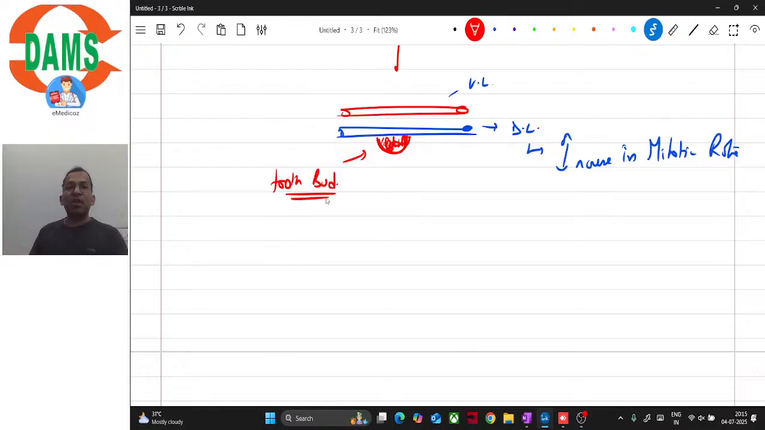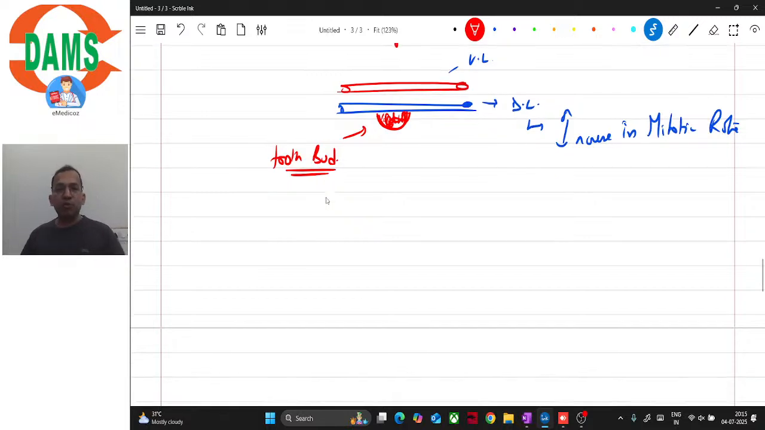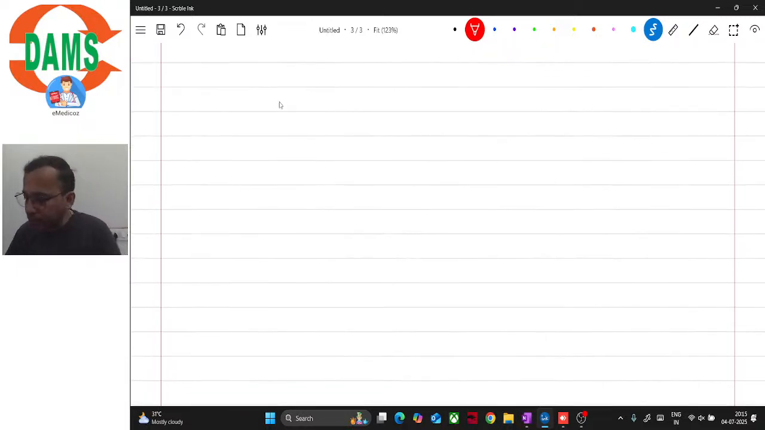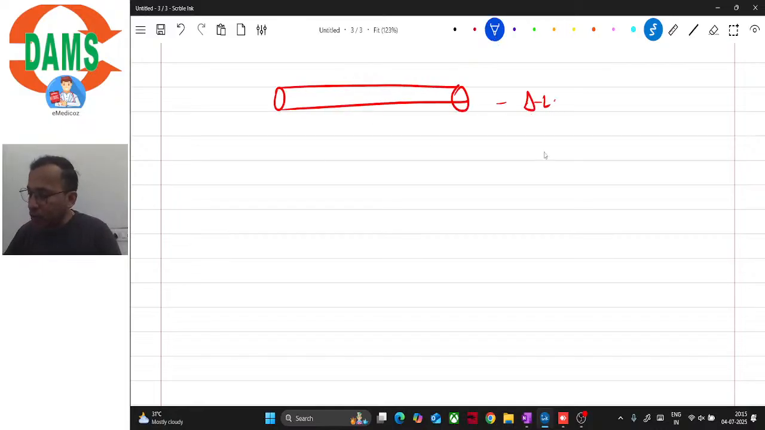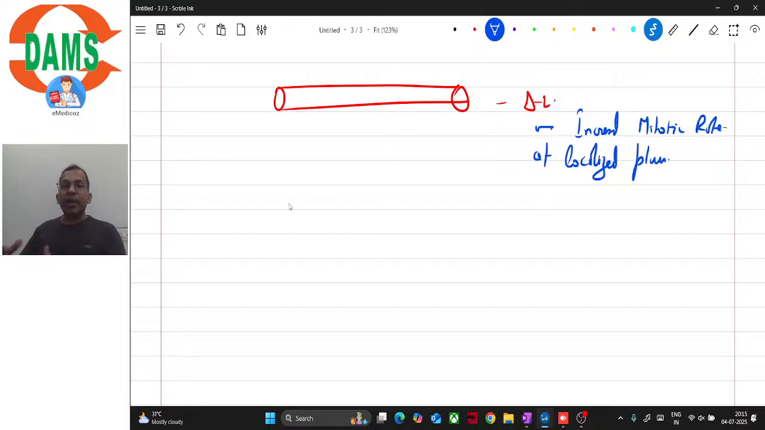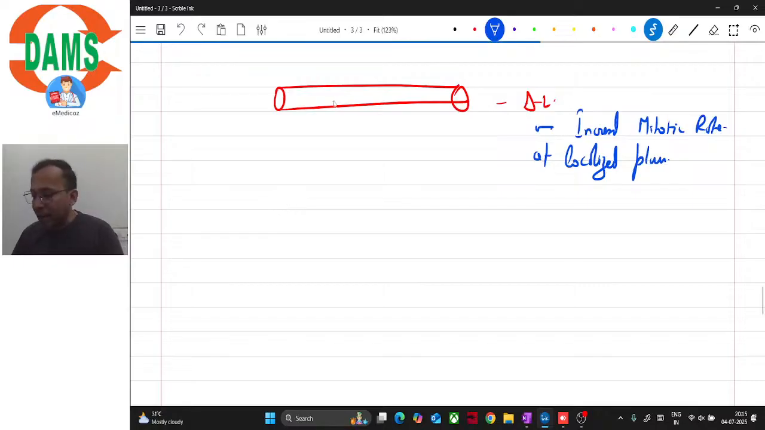This is the first stage of the initiation of tooth bud formation, isn't it? So let's say this is the dental lamina. In the dental lamina, we will notice an increased mitotic rate at localized places. In each arch we have 10 primary teeth, so at 10 locations in each arch we will have this increased mitotic rate, and at these 10 locations, what will happen?